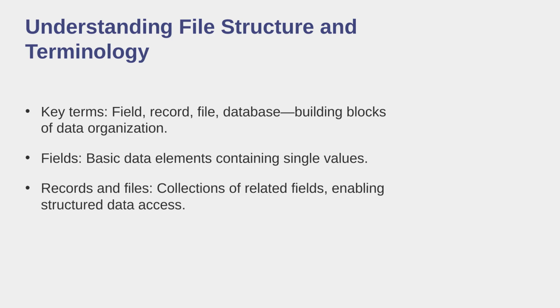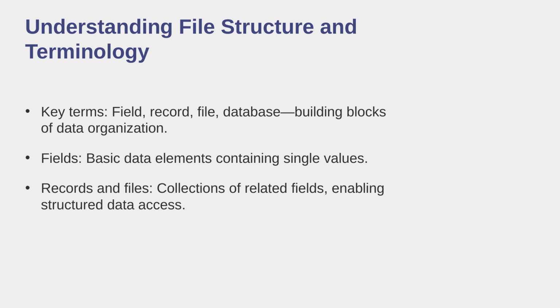As we delve further into file management systems, it's essential to understand the terminology associated with file structures. The terms field, record, file, and database are foundational concepts in data organization. A field represents the most basic element of data, containing a single value. For example, in a contact list, a field could represent a person's phone number or email address. Fields can vary in length, making them flexible for different types of data.